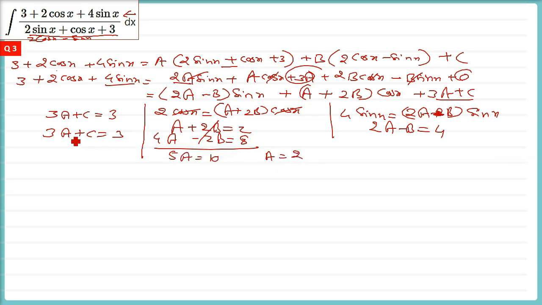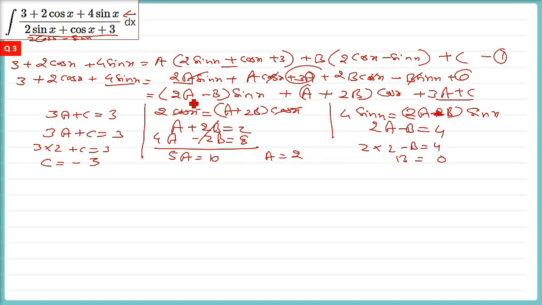Now just put a in the first and third equations. 3 into 2 plus c equals 3. So c will give you minus 3. Now a you can write here, 2 into 2 minus b equals 4. So b will be equal to 0. So all these three values we have got.